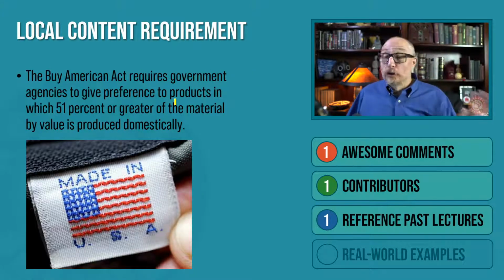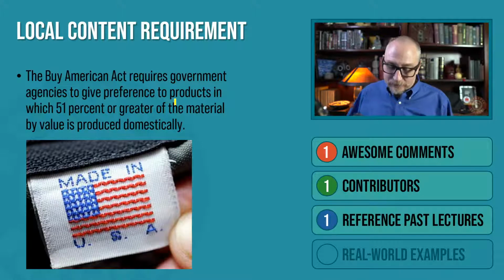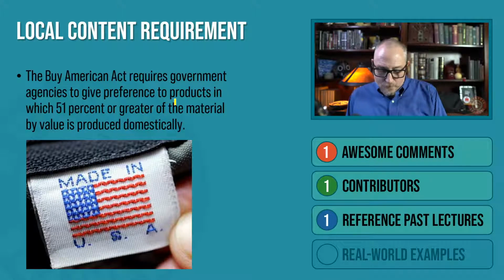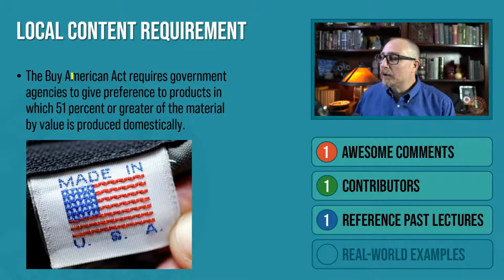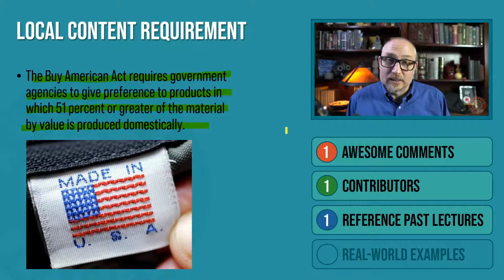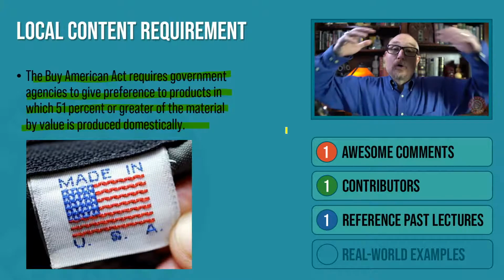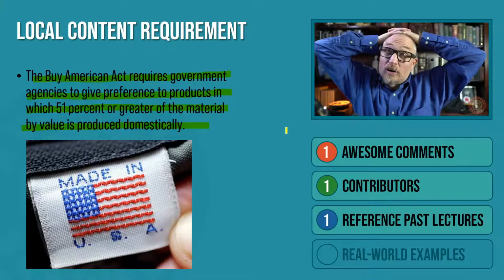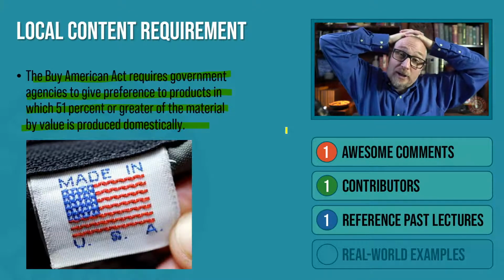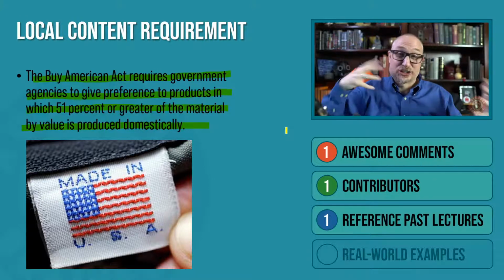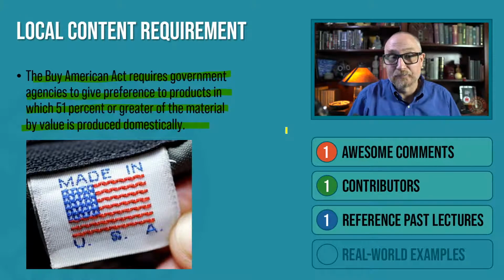Then we have local content requirements. This is simply, well, here, I'll just read this. The Buy American Act requires government agencies to give preference to products in which 51% or greater of the material by value is produced domestically. Here's the idea. I don't know about the world, but the country's largest consumer of things is the government.